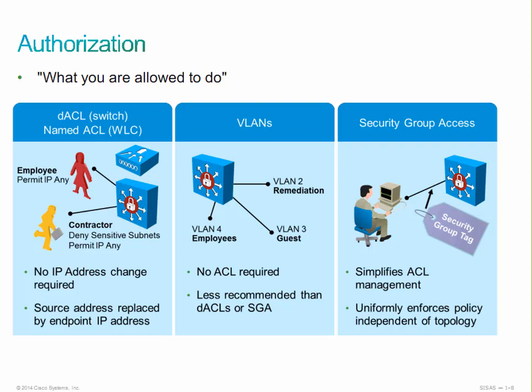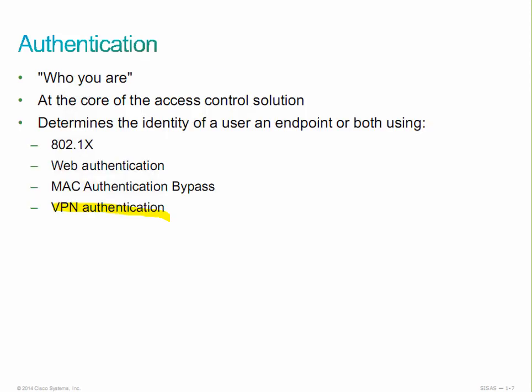Is it a contractor? Is it an employee? Is there an IP address change that's required? In other words, we're going to put them into a different VLAN, and so on. So these are per-session access control lists that we install on the switch, or named ACLs, like I said, on the wireless LAN controller, or dynamic VLAN assignments, which is also a big step, right?